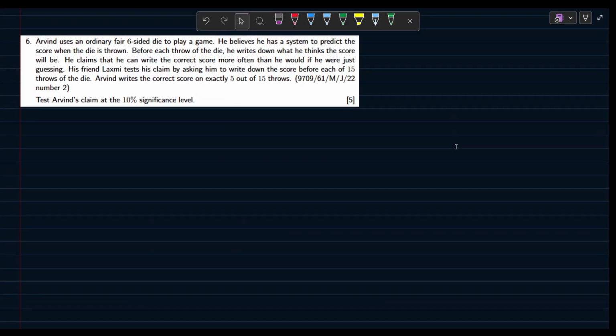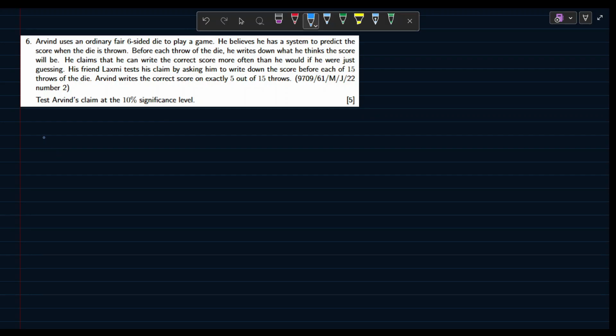Alright, so let's look at an example. I've got one example for binomial test and one example for Poisson test. Here we're given that Arvind uses an ordinary fair six-sided die to play a game. He believes he has a system to predict the score when the die is thrown. Before each throw of the die, he writes down what he thinks the score will be. He claims that he can write the score more often than he would if he were just guessing. His friend Lakshmi tests this claim by asking him to write down the score before each of 15 throws of the die. Arvind writes the score on exactly 5 out of 15 throws. Test Arvind's claim at the 10% significance level.